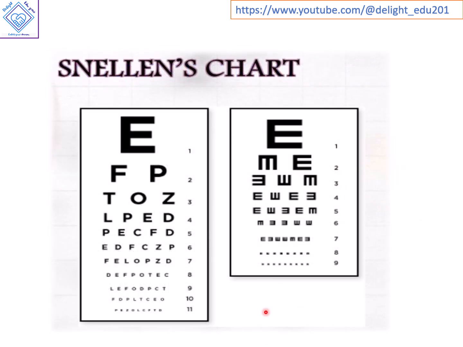So this is also Snellen's chart. Usually we test visual acuity at a distance of 6 feet, make the patient sit there, and ask them to read different size letters. Based on that, they analyze the visual acuity, whether they have myopia or hypermetropia or presbyopia, whatever.